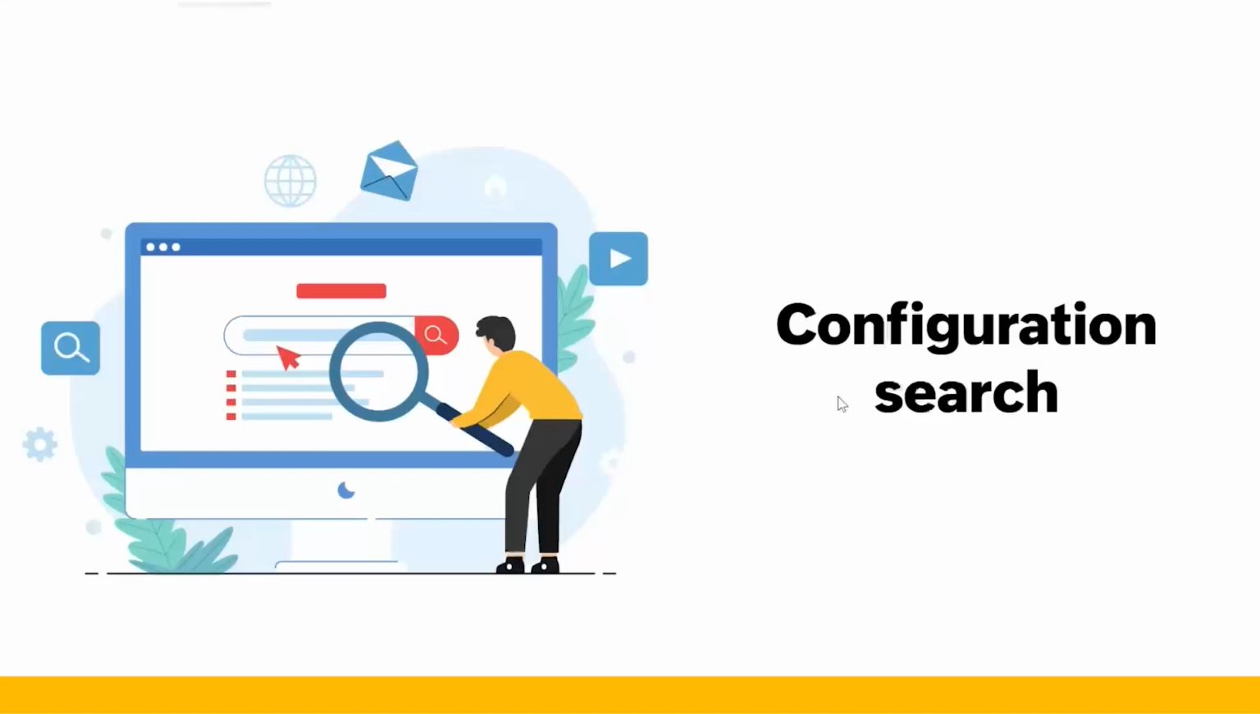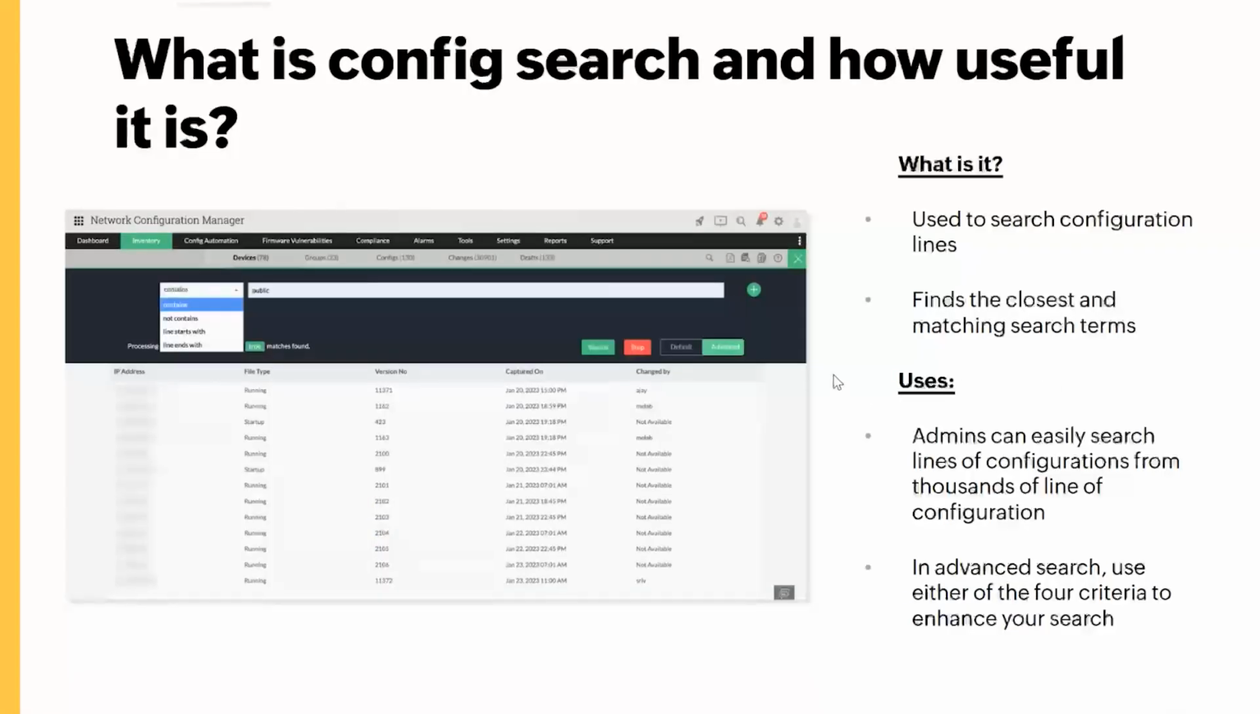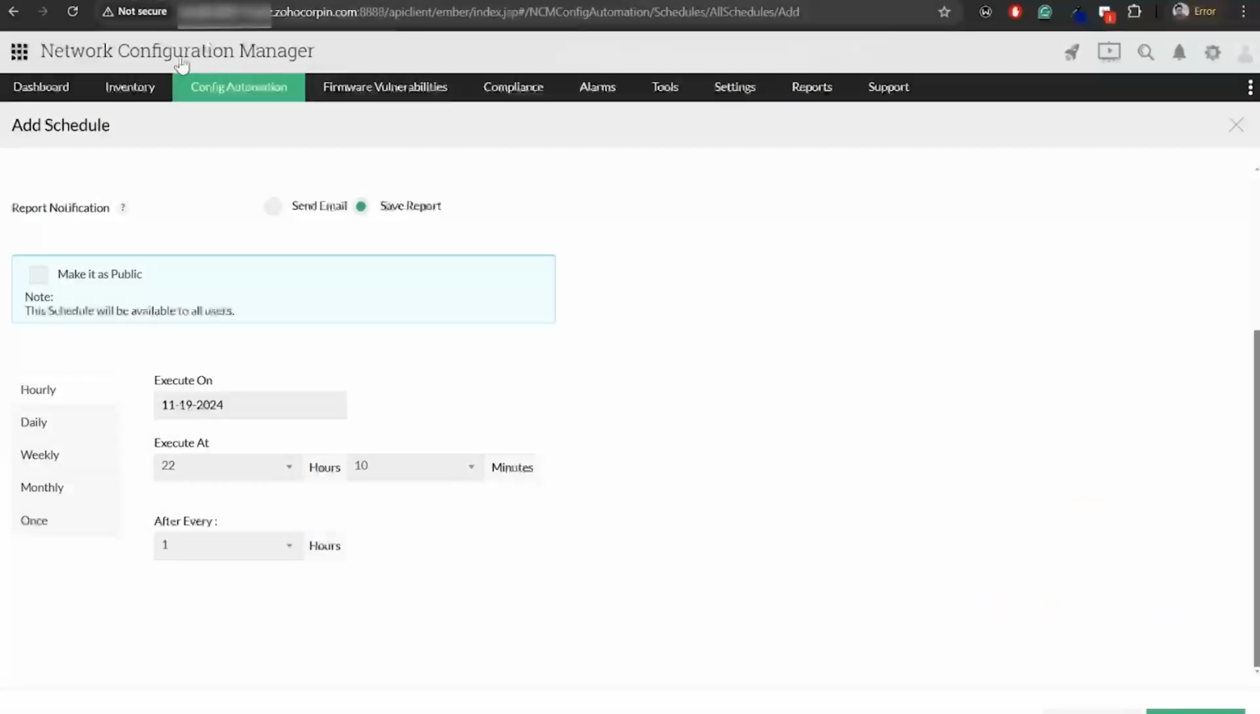Next topic is configuration search. The configuration search feature is essential for locating a specific string, word, or pattern within a configuration file. For example, if you have a large configuration file with over 1,000 lines, manually scrolling through it to find a particular keyword would be inefficient. Instead, you can choose the configuration search option to find any keyword or pattern instantly. Let me show you that in the UI.